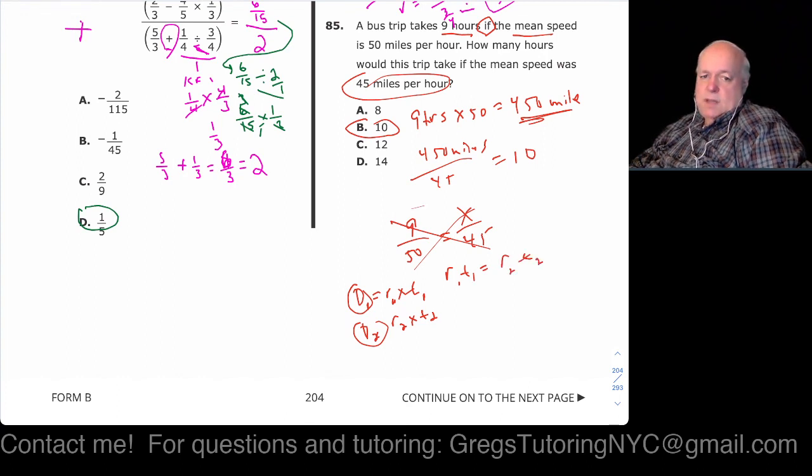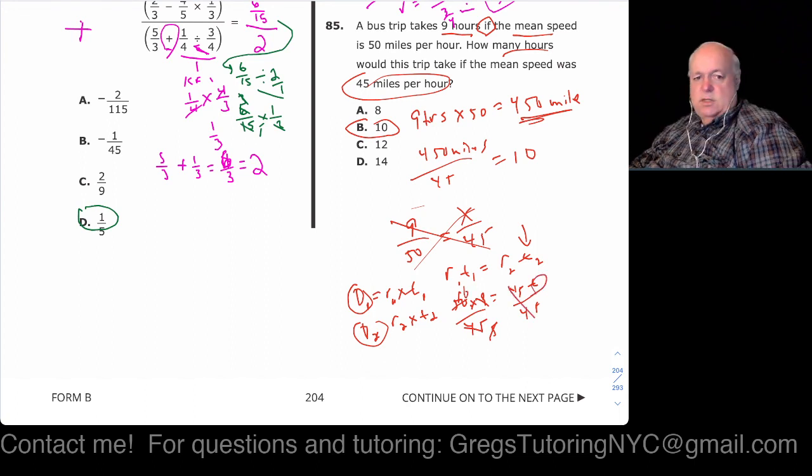So we have 50 miles per hour times the 9 is equal to 45 miles per hour times, and they're asking us how many hours. So they're asking us for T2, right? And at that point, we just divide both sides by 45. 9 goes into here 5 times. 5 goes into here 10 times. So we end up with T, because this canceled out. T is equal to 10 again.